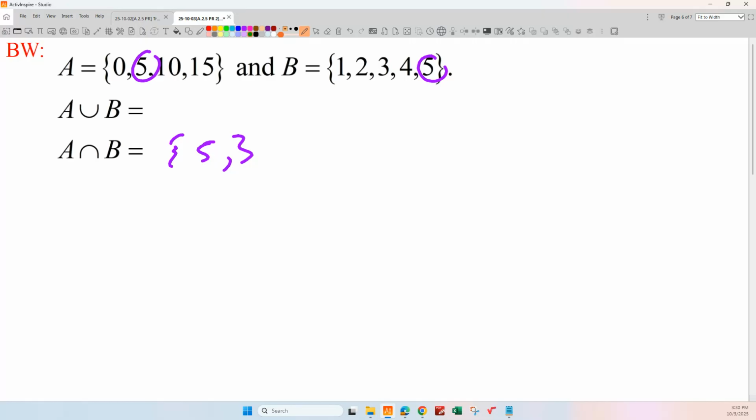Okay, what's the union going to be? 0, 1, 2, 3, 4, 5, 10, 15. Yeah. How come? Because it's all of the elements that show up at least once. That one shows up once. That one actually shows up twice, but twice is at least once, right? Yeah. 10, 15, those all get included. 1, 2, 3, 4 all get included because they show up at least once. Would 7 be included? No, because it doesn't show up even once, right?